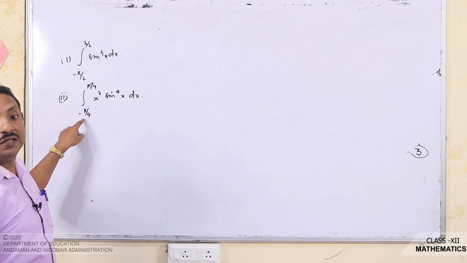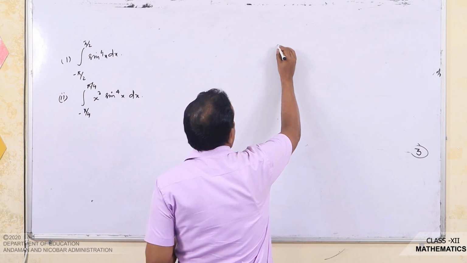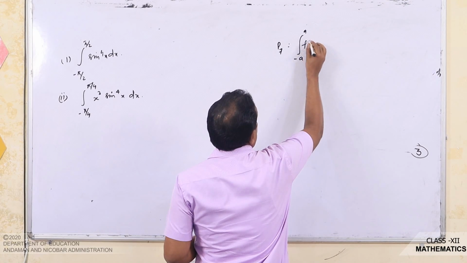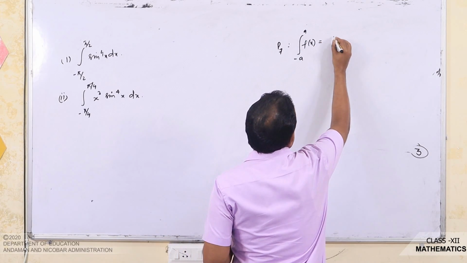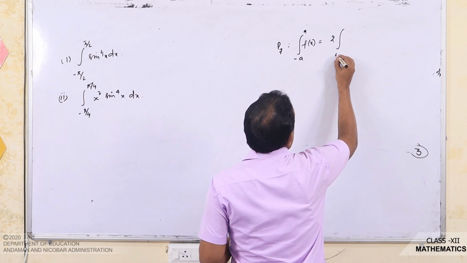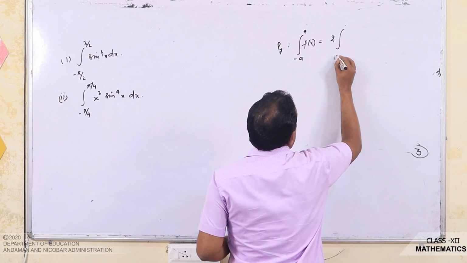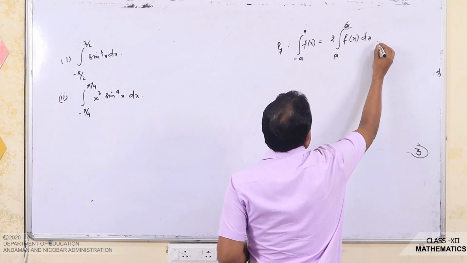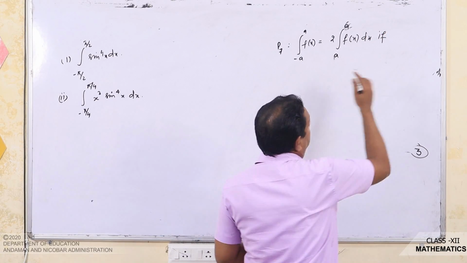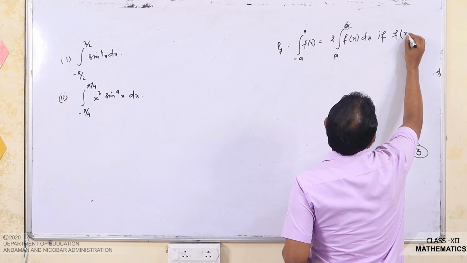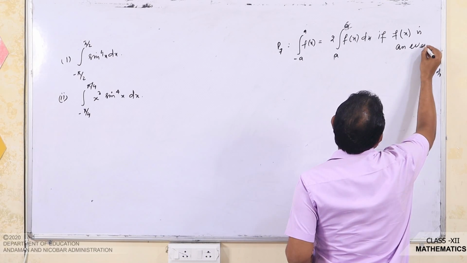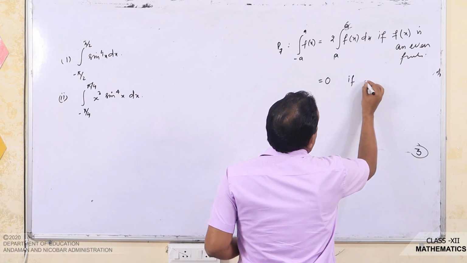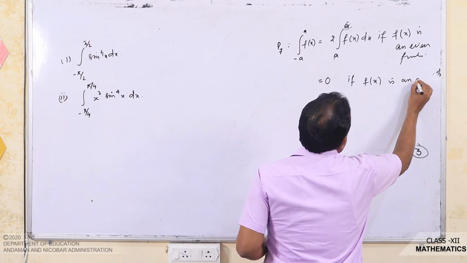as per property P7. Property P7 says that the integration of minus a to a f of x dx is equal to 2 times 0 to a f of x dx if f of x is an even function, otherwise it will be 0 if f of x is an odd function.